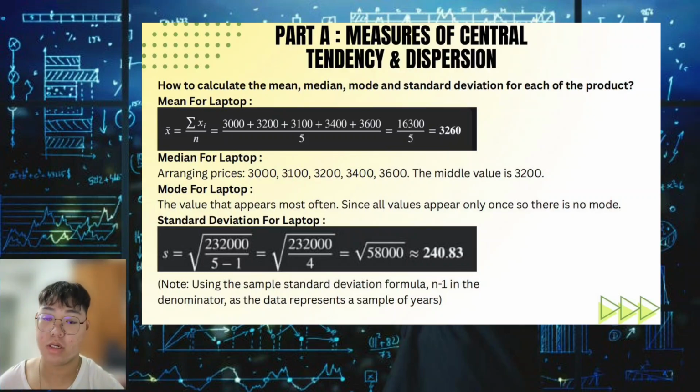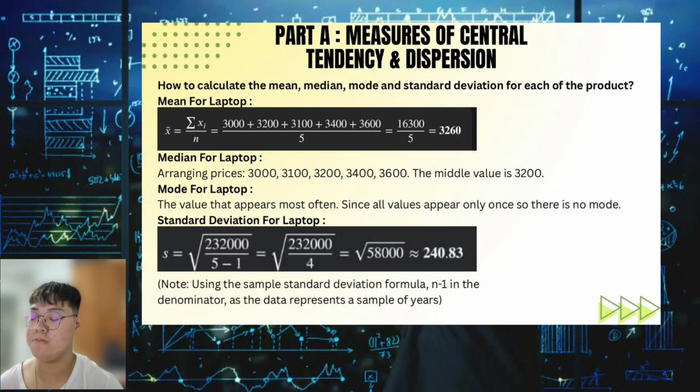There is no mode because each amount only shows once, so there's no mode. All right, so we're going to move to the last one, which is standard deviation for laptop. I have shown a formula here. It is actually quite easy to understand, right?